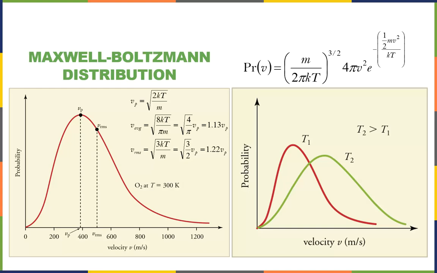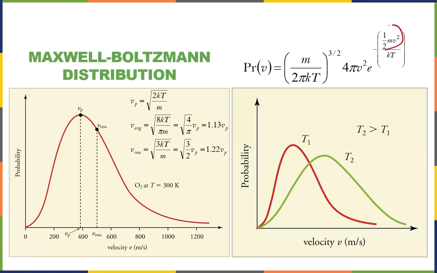He and Boltzmann calculated, if you have a bunch of molecules bouncing off of each other, how are the speeds of the molecules going to be distributed? It's a statistics problem. Remember, thermodynamics is called statistical physics. What they came up with is the equation in the top right: the probability of having some speed v is equal to this thing in parentheses, raised to the 3/2 power, times 4 pi v squared times e to the minus 1/2 mv squared over kT.